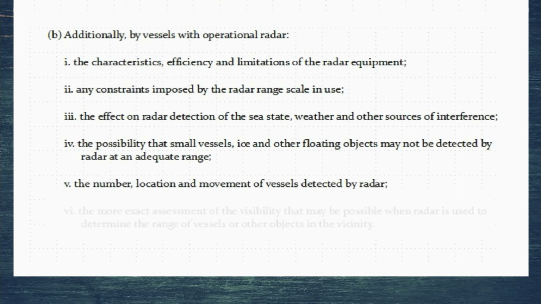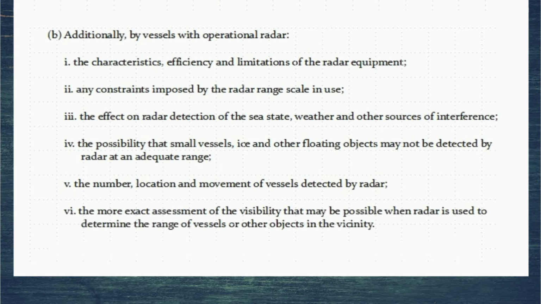Speed still needs to allow you to take action if you see something else that you haven't picked up by radar. The number, location, and movement of vessels detected by radar. This goes back to the traffic that we discussed in the first paragraph. If you've got more vessels, of course you're going to want a slower speed so you can take action. And the more exact assessment of the visibility that may be possible when radar is used to determine the range of vessels or other objects in the vicinity. This again goes back to the first paragraph where we're using the visibility to determine a safe speed. You can use your radar to get an exact reading of that, and that is going to affect your judgment.